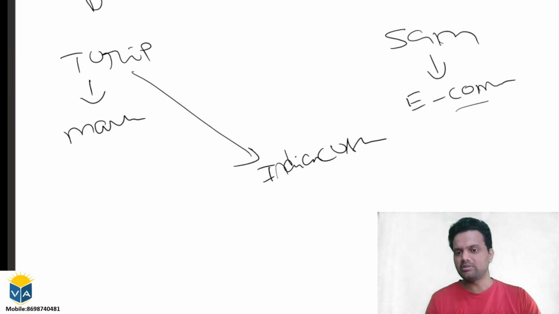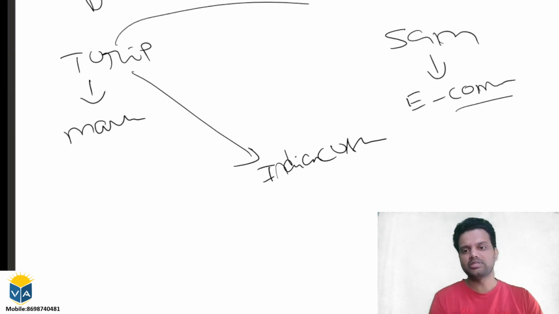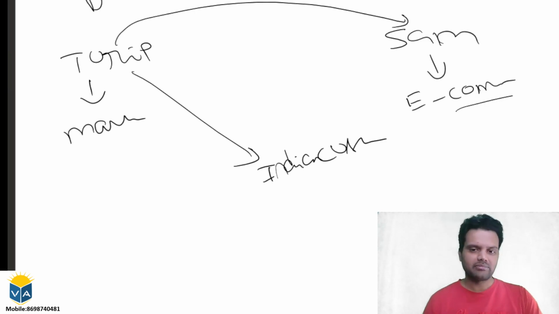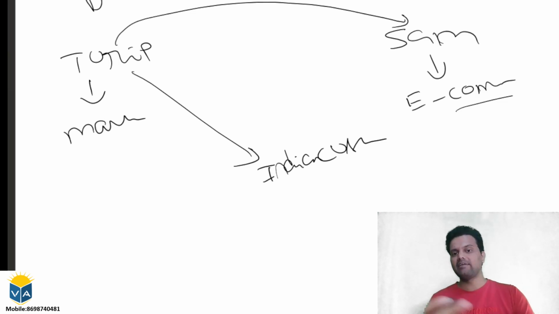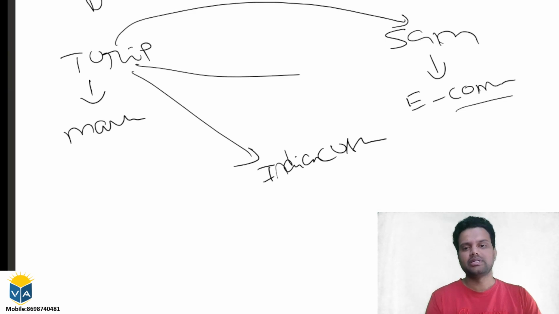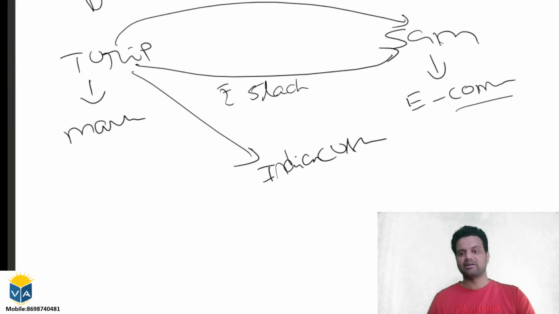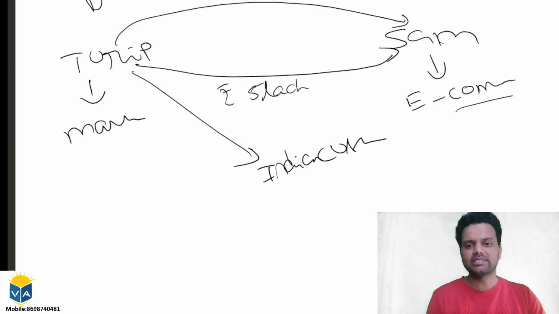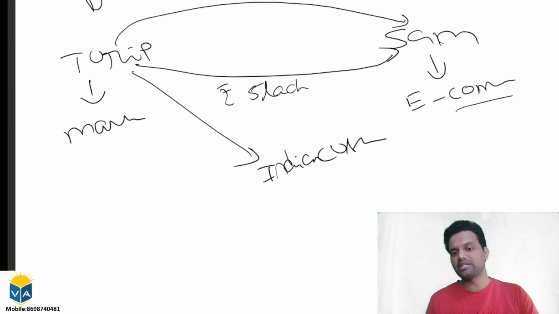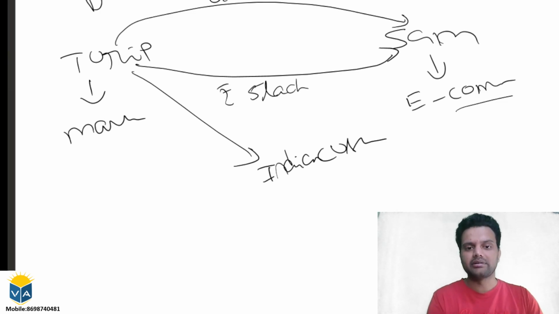So as Sam is an e-commerce company, Turnip went to Sam. It asked Sam that, okay, please do an advertisement in favor of me targeting the Indian customers. So I will pay you some money. In consideration of it, Turnip paid 5 lakh rupees to Sam for provision of this online advertisement targeting the Indian customers. Now, in this particular case, what kind of service has Sam provided? Online advertisement.